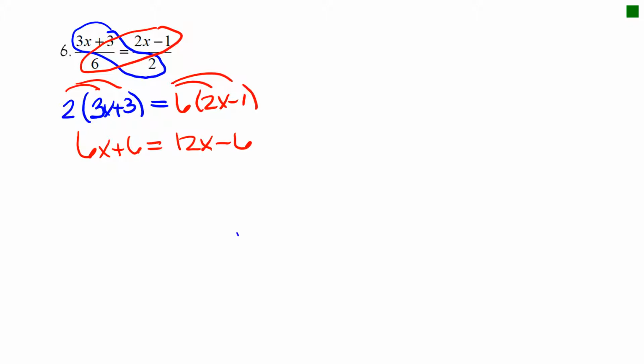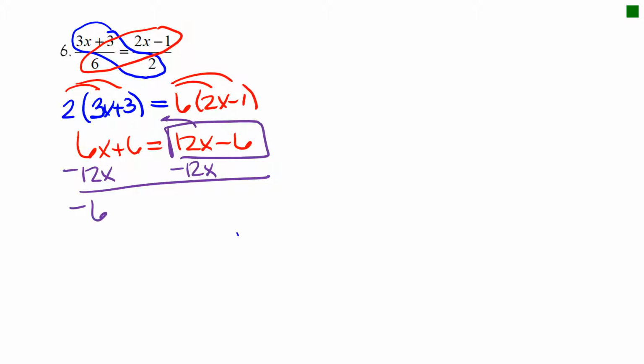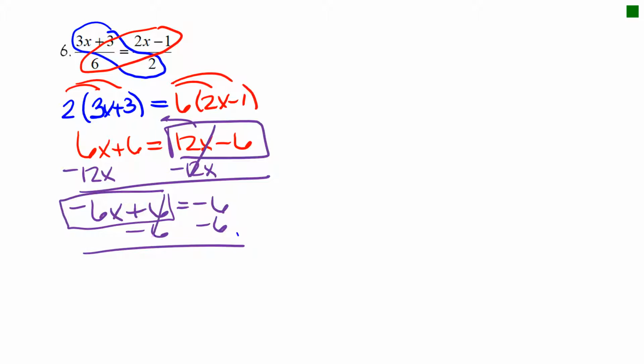12x minus 6. I've got to move something from left to right. Remember, I like to move the term with the x from the right-hand side. So I'm going to subtract 12x. 6x minus 12x is negative 6x. We still have a plus 6 equals negative 6. I'm going to subtract that 6 because this is the side that has the variable. So negative 6x equals negative 12. Pluses and minuses are all gone. I'm going to go to division. x is going to equal 2.